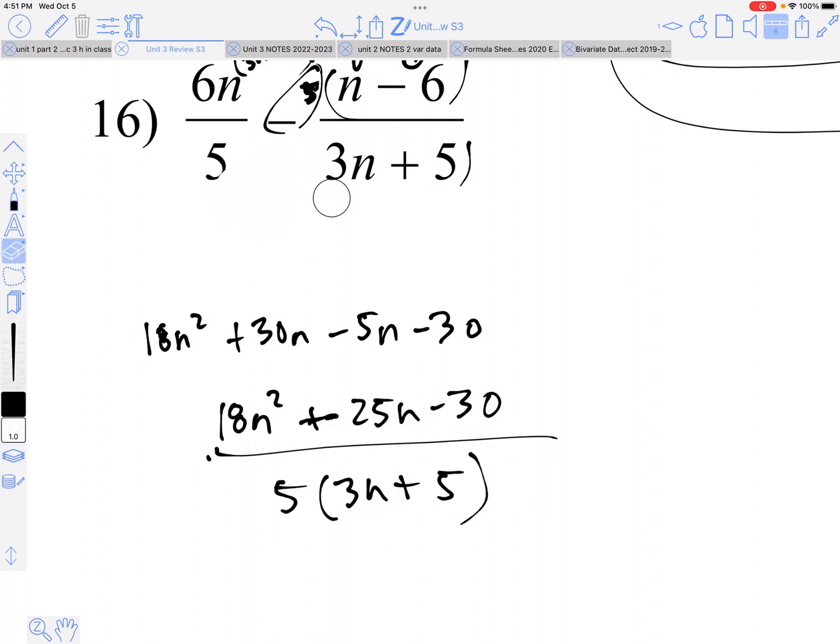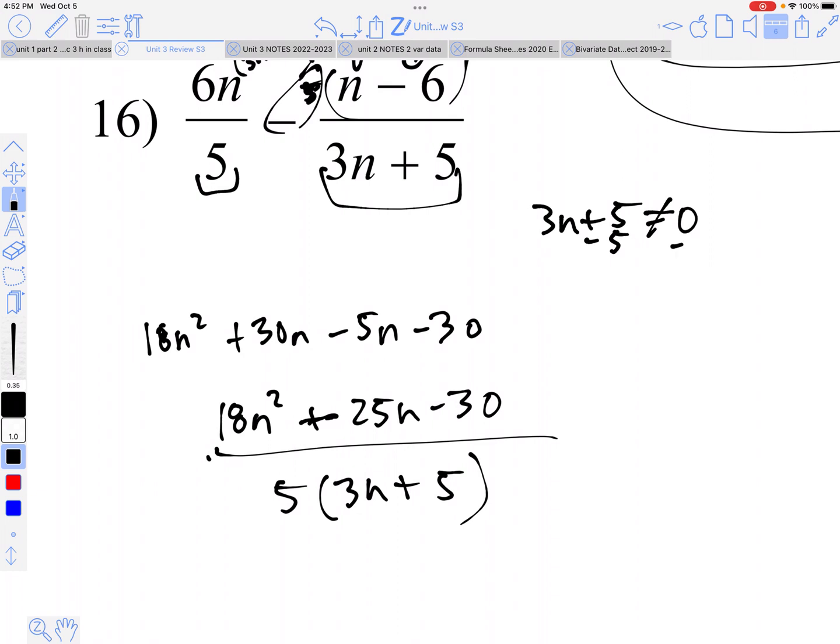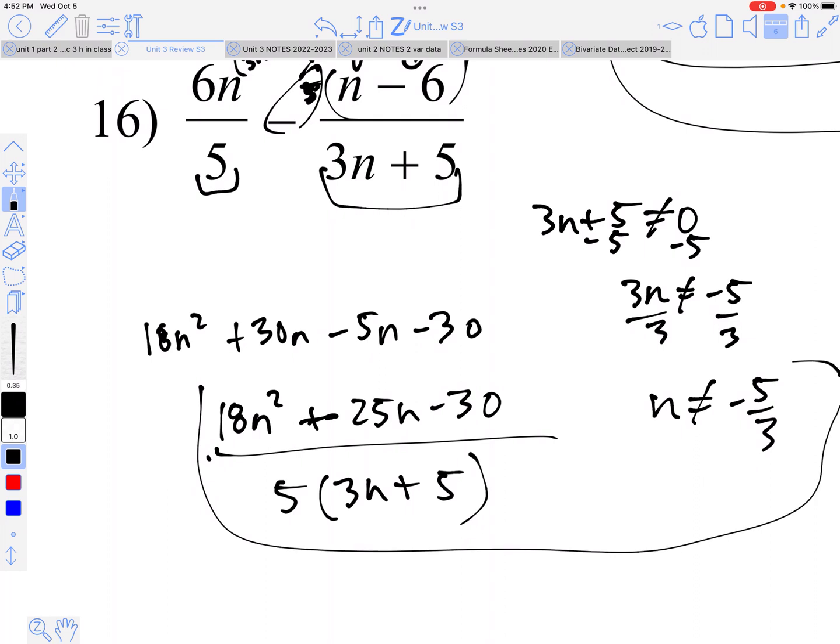And then I'll see if I can factor the top and see if it simplifies. But this one does not. So we're done except for our excluded values. 5 cannot become 0, 5 is 5, but 3n plus 5 could become 0 with a certain value in for n. So we're going to make sure that 3n plus 5 does not become 0. So n cannot be negative 5/3. So here we go, our excluded value and our simplified version, and we're done.